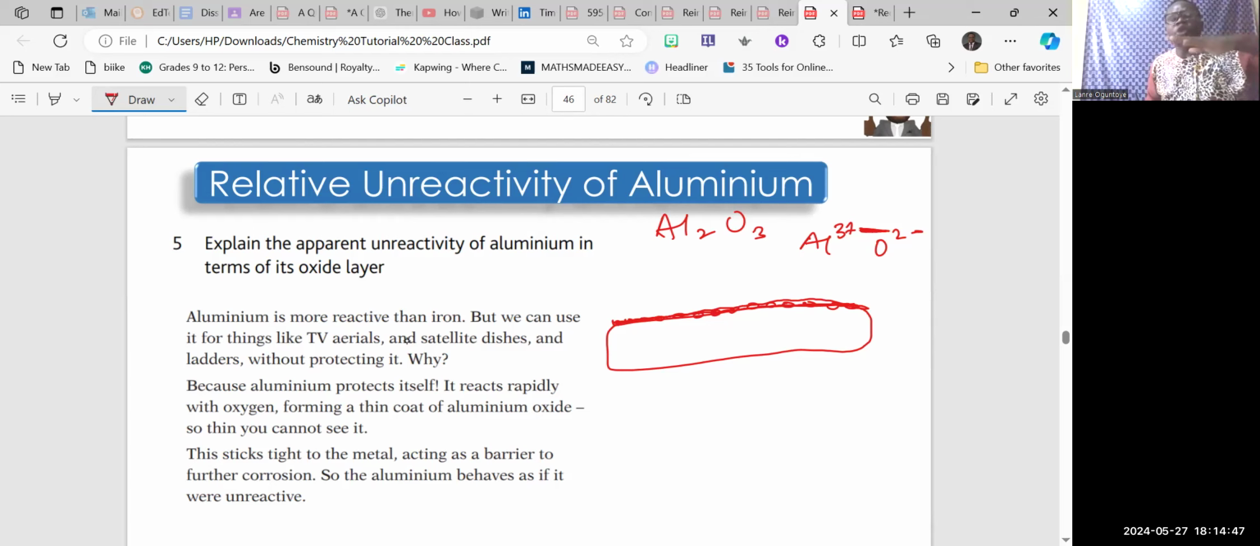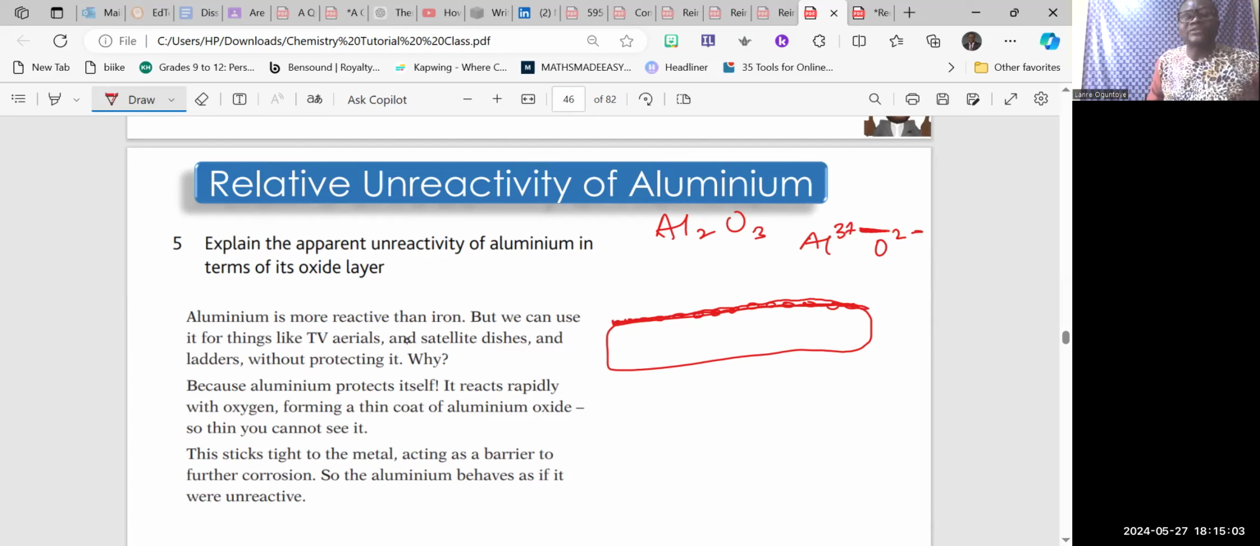In fact, it becomes more whitish. I don't know if you have noticed that. It becomes more whitish. Just look at any aluminium railings around. Initially, it could shine like every other metal, but over time, when iron would have gone brown, aluminium will go white because of the oxide of what?